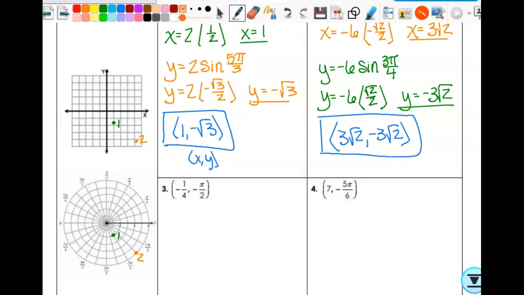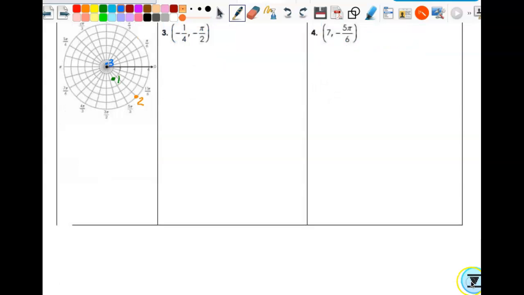You're going to do number 3 on your own. But let's go ahead and we'll plot this together. I go to negative pi halves. So here I am at negative pi halves. Negative 1/4 means it's on the other side of the axis. So it should be right about there. That's number 3. All right, you go ahead and find your x and y values here.